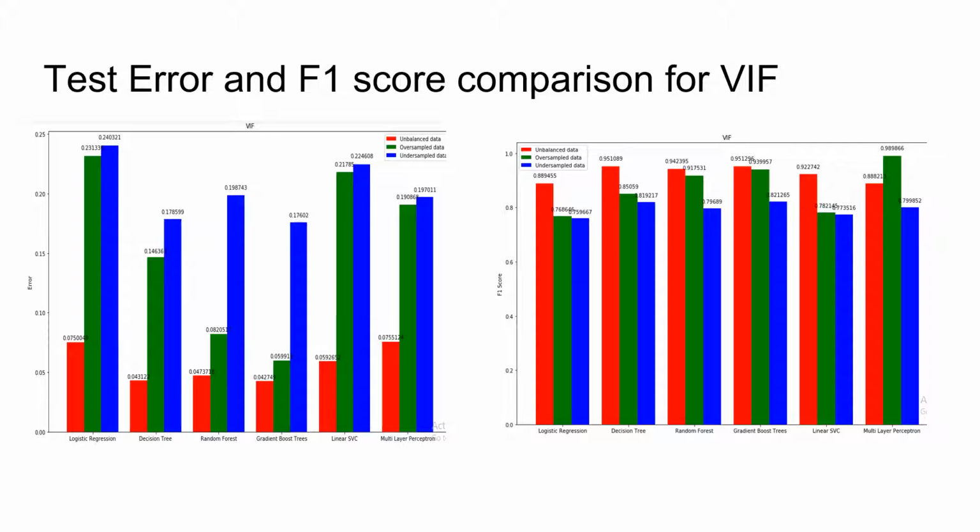Our models were evaluated on 3 metrics. Test error, which is simply the ratio of mislabeled observations to the total. The F1 score, which is a metric that also considers false positives and false negatives in its calculation. And the area under the curve of the receiver operating characteristic, or the AUC-ROC.